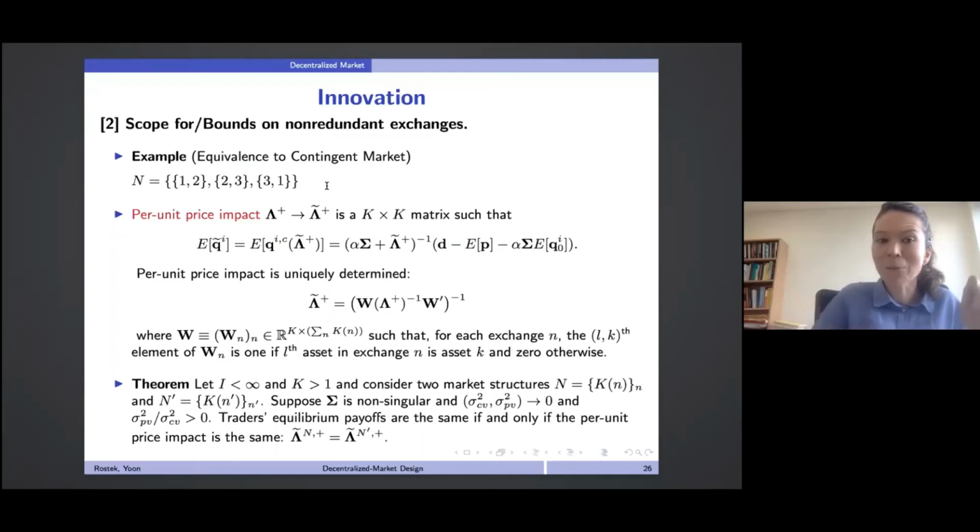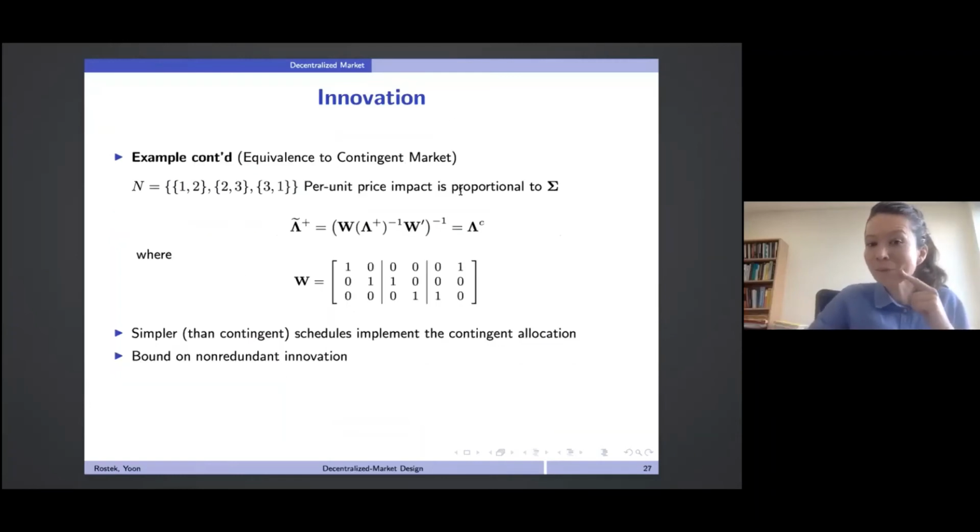Okay, so in this example, the price impact per unit matrix coincides with the price impact from the contingent market. In particular, it is proportional to the fundamental covariance matrix. So intuitively, since the total demand for each asset is a function of the prices of all assets, the cross-asset inference effects in a market with 3 venues exactly mimic the cross-asset price impact from the contingent market.